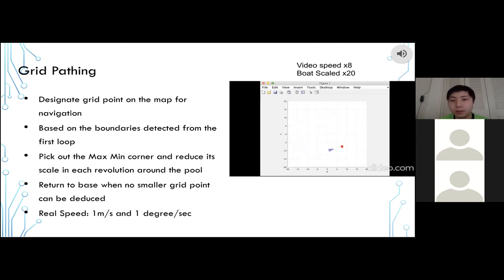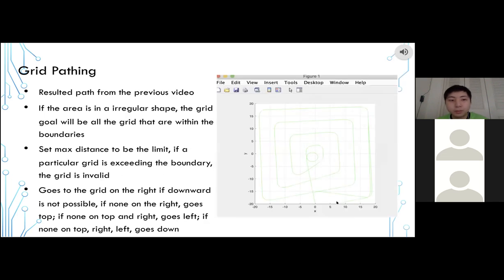After the first round in the grid pathing, the next grid would be similar to the first, except that it would reduce its scale by 1 grid in both directions. And when the grid cannot be reduced any longer, meaning that it has reached the center area, it will return to the base station. This graph is a representation of the path taken by the grid pathing function.